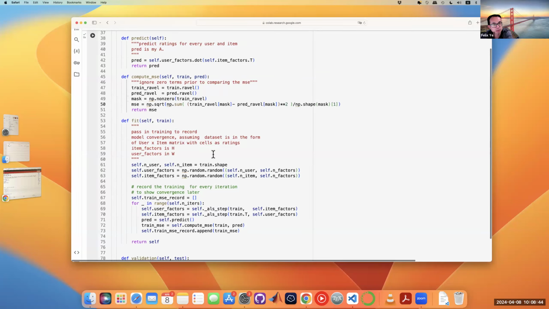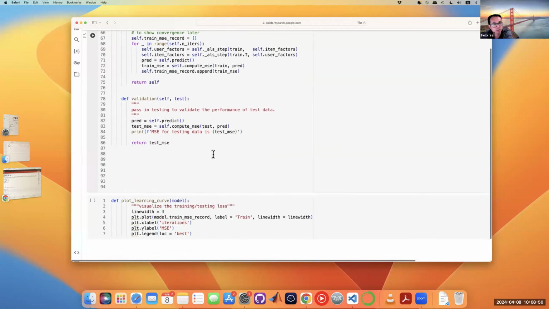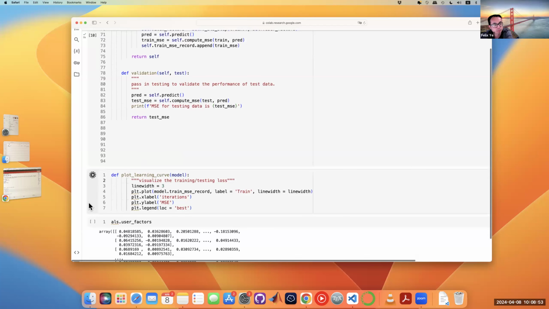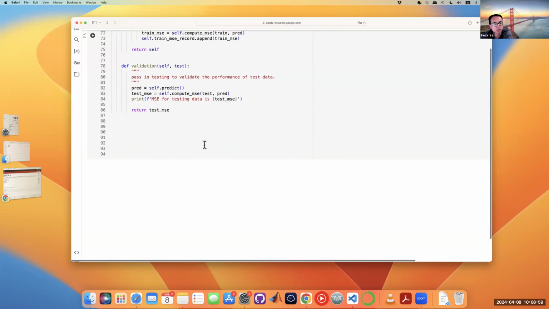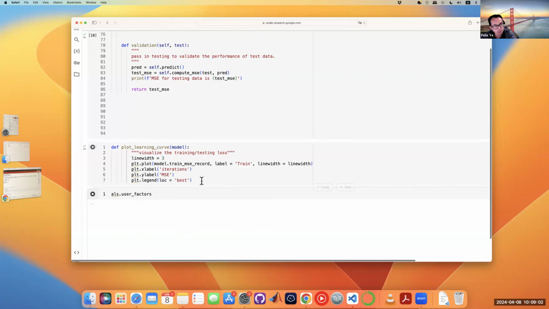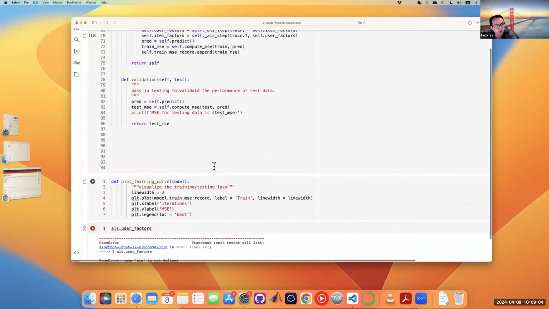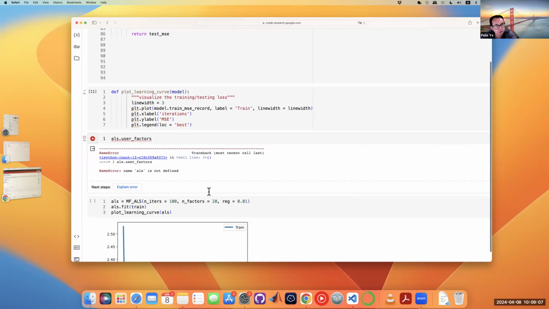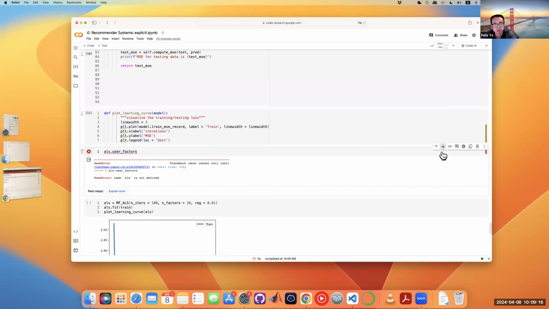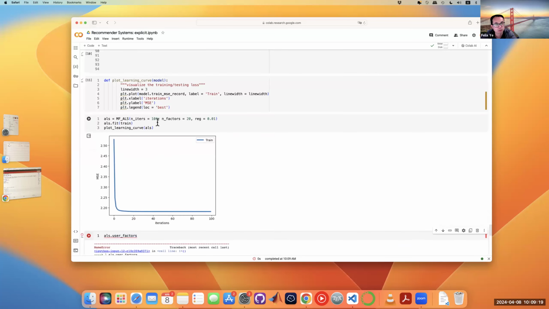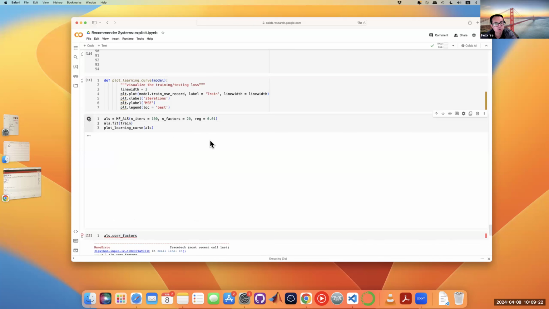So let's see. Is it right? Okay, let me see. I might be wrong here. I need to change this. Is it mask? Okay, so let's see. ALS not defined. Okay, I need to change this down. Okay. So let's initialize this and see if it's working here.